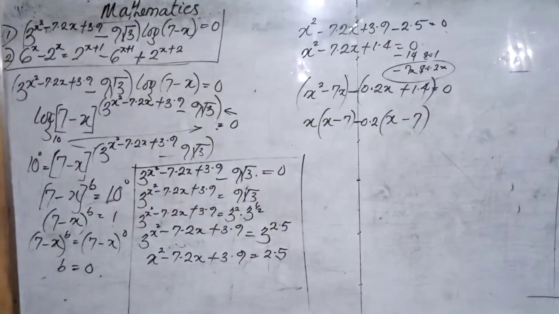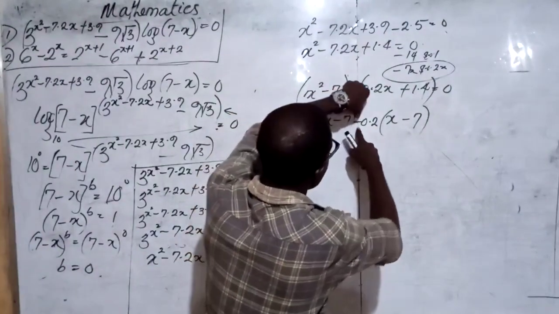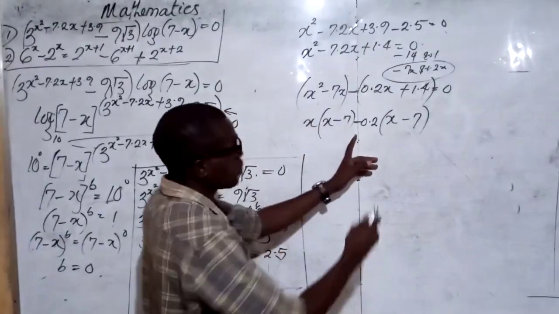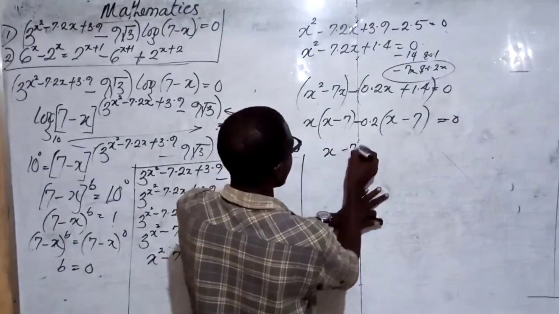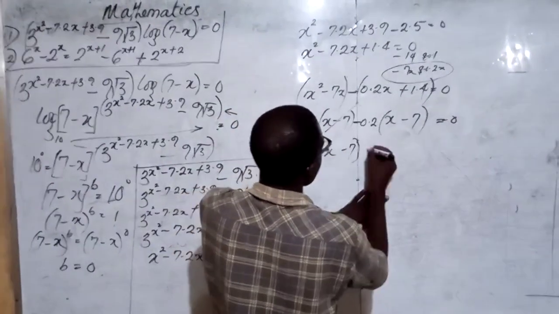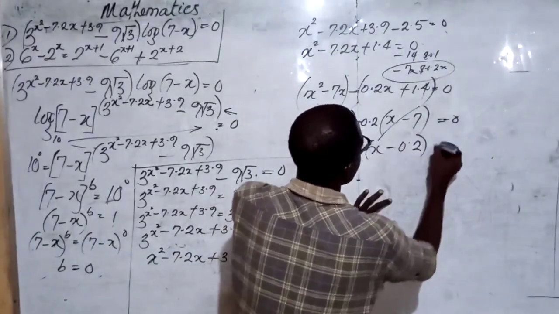Okay. So the board is broken here. So we have minus 0.2. So it's equal to 0. So we now have that x minus 7 is common between x and minus 0.2, right?